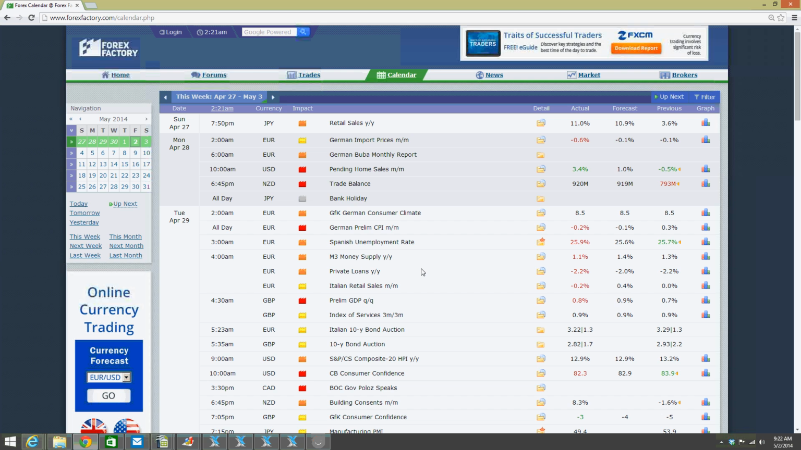Now I would like to guide you a bit through the economic calendar, not necessarily to talk about the economic releases and stuff like that, but to show you the description, how to use the calendar and so on. First of all, as you can see here on the economic calendar, you have the release. This is the name of the economic release.